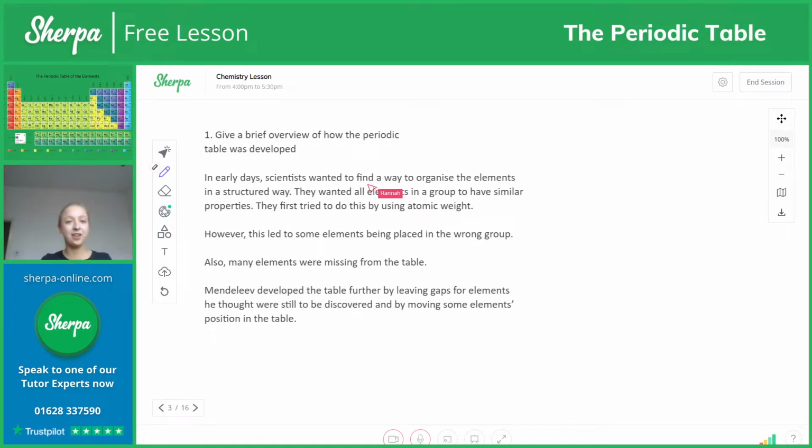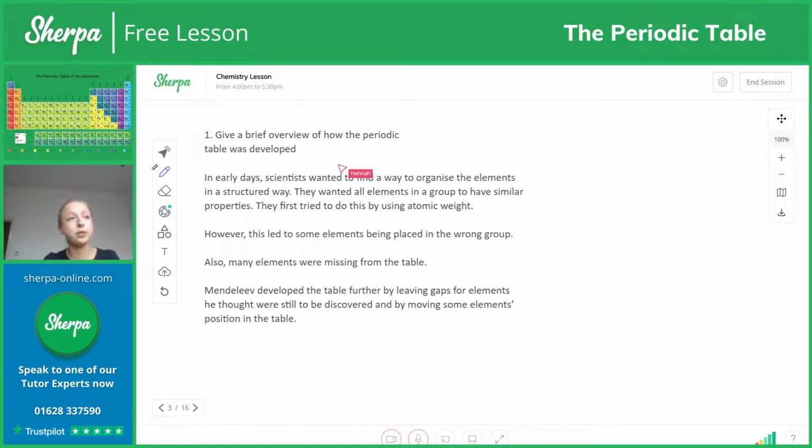Right, let's start. So the first objective that we have: give a brief overview of how the periodic table was developed. So this is going years and years back in history. Scientists started to do research and they started to work out that actually there's a lot of elements in the world we live in, and they thought we need a way to organize this. So they thought, let's put it into a table. They wanted to organize the table in groups or rows or columns or some sort of method that meant that all the elements in each group had similar properties.